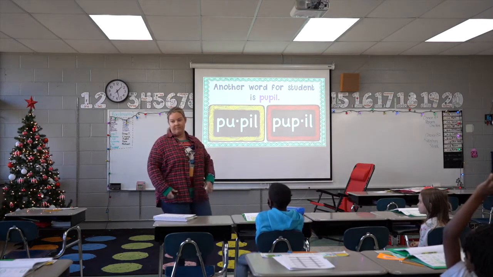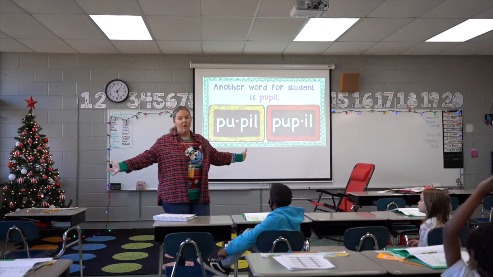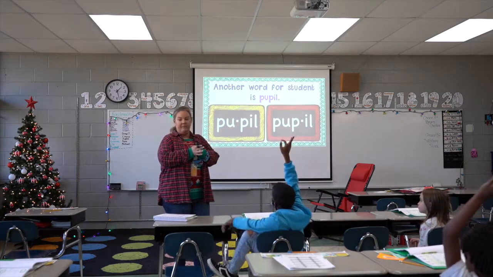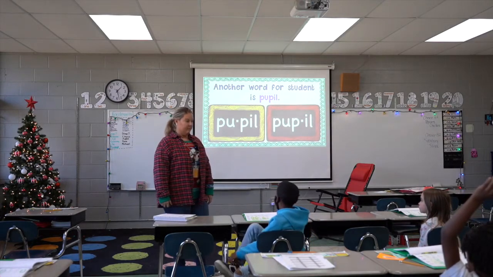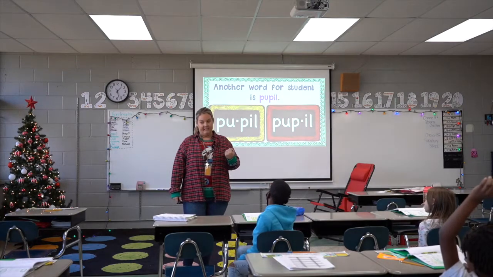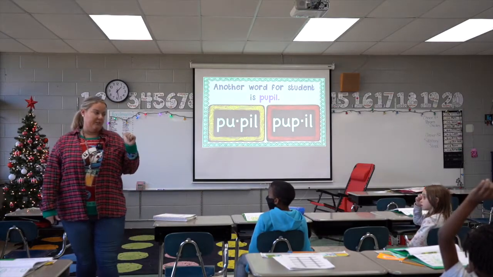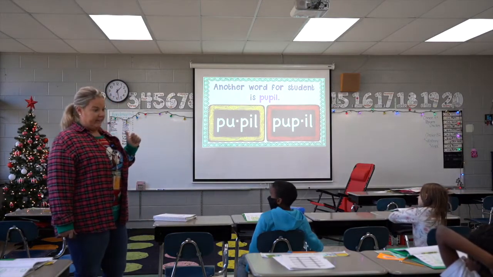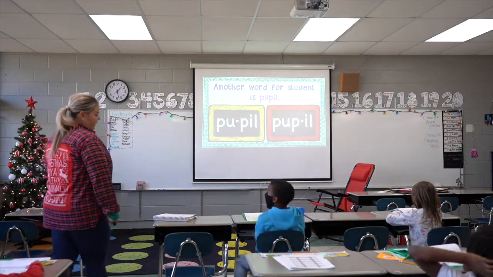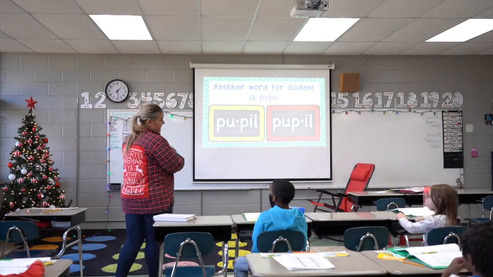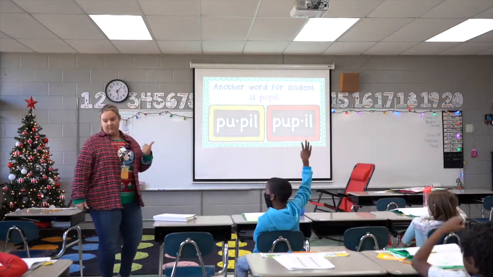That if a vowel is alone, if it's open, open syllable, it says its name. If it's closed, then it says its sound. Very good, John. If it's open, it says its name. If it's closed, it says its sound. So is it pupil or pupil?